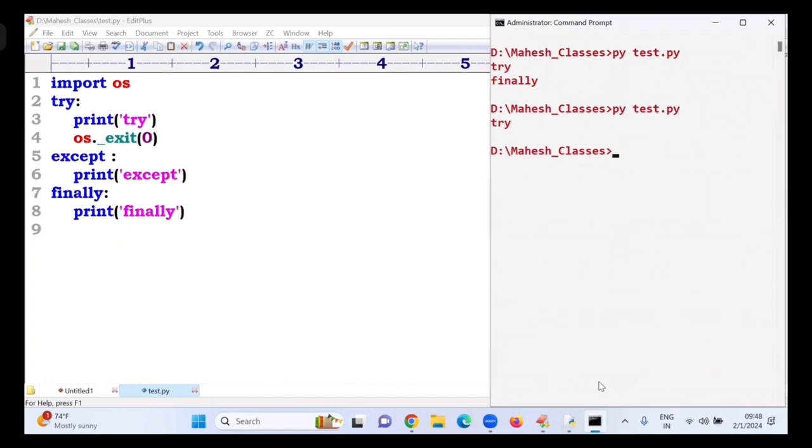Which block executed? Try. In the previous case, try and finally. Why is it not executed? Because of os._exit. The Python virtual machine shut down. If the PVM is not there, who is responsible to execute? No one is responsible. For example, if I give 0, the Python virtual machine will be shut down.